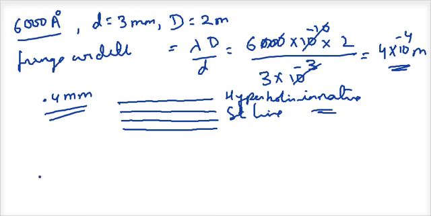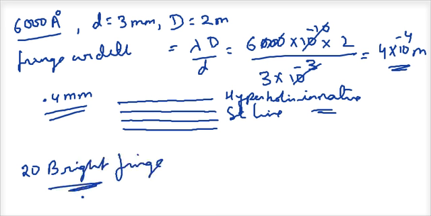Now if I want to know the location where you have the 20th bright fringe, it should be 20 times the fringe width. So 20 times the fringe width is 20 times 0.4, that will be at 8 millimeters. So at the 8 millimeter point you will have the 20th bright fringe. This is how you will get questions, and this is how you can work them out quite simply.